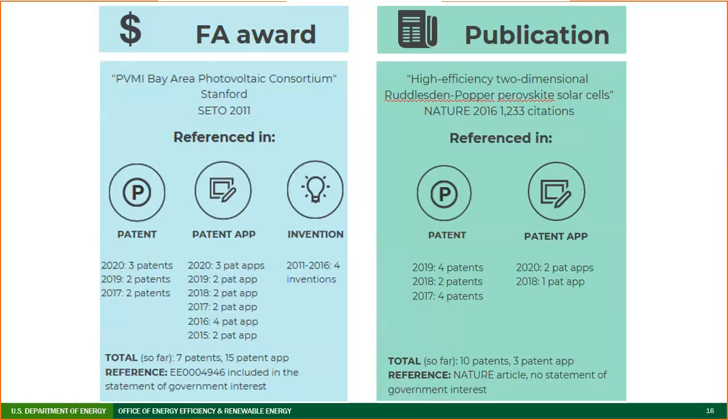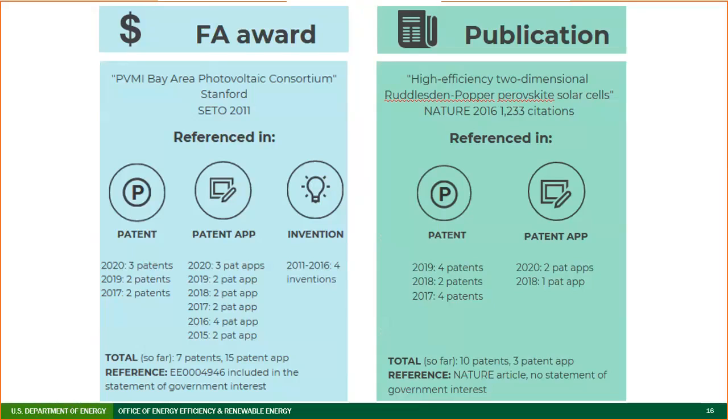A less direct path to track intellectual property is to identify EERE-funded publications referenced by a patent. The article we are looking at today is a highly cited Nature publication from 2016. From the acknowledgement language, we know that research from 4946 contributed to this paper.